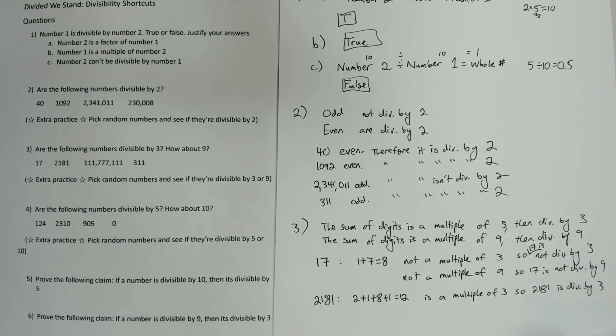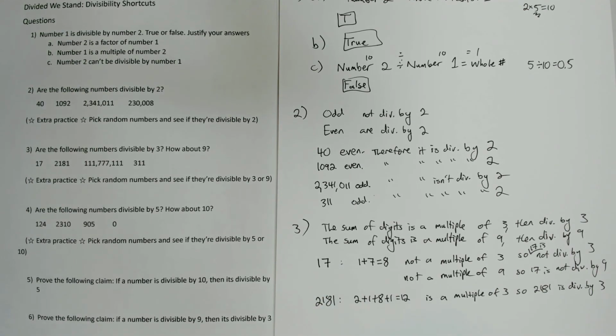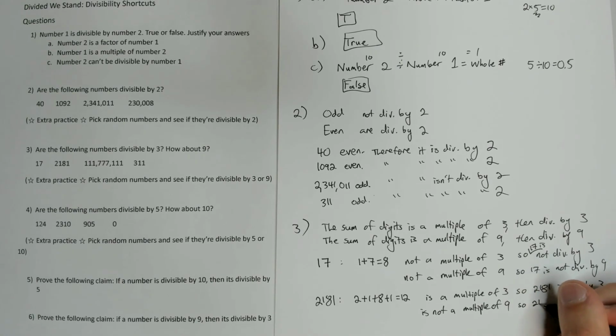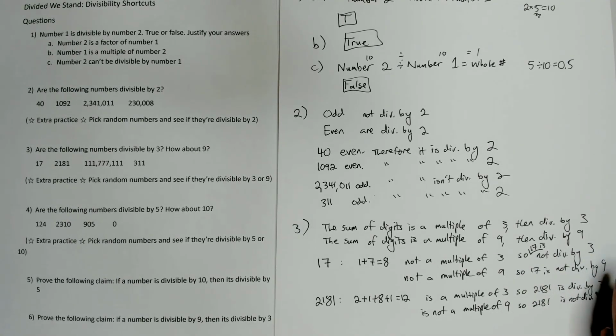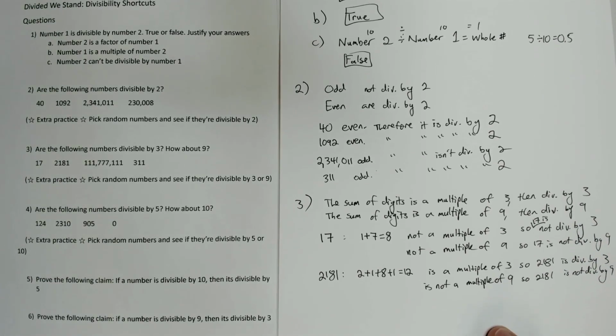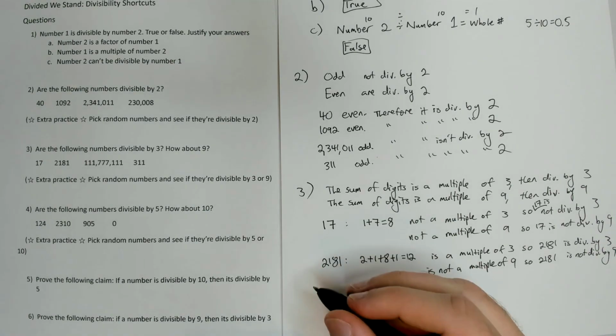All right, so the rule worked out for us in this case. 2,181 is definitely divisible by 3. What about by 9? Well, 12, is that a multiple of 9? It is not, right? So that means 2,181 is not divisible by 9. All right, so far no luck with the divisibility by 9, but maybe this next number will do it for us. It's a pretty big one too.